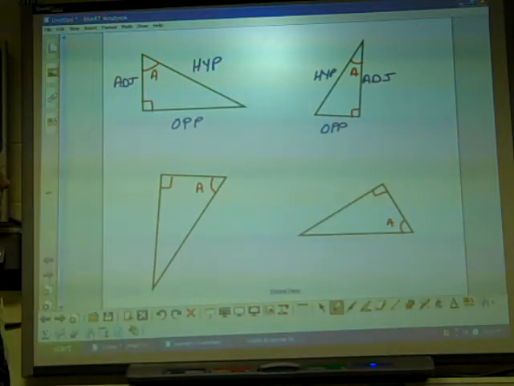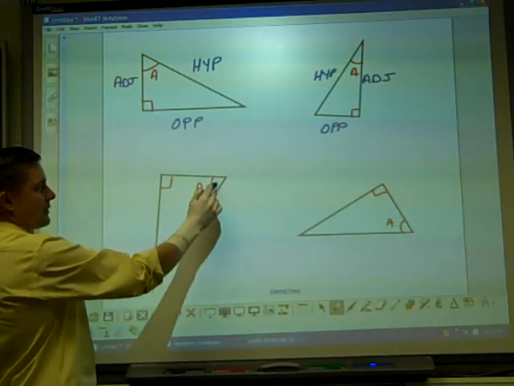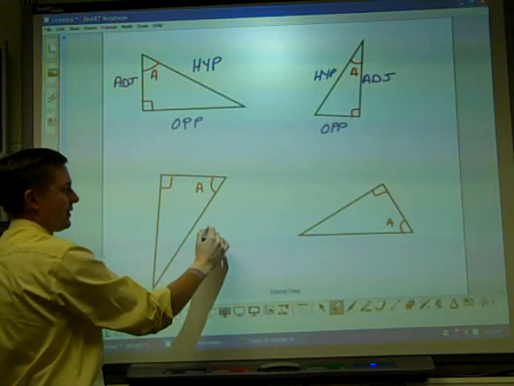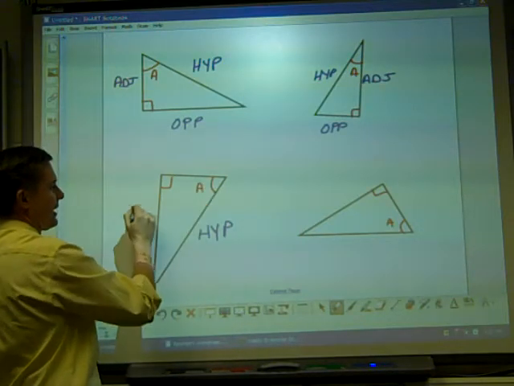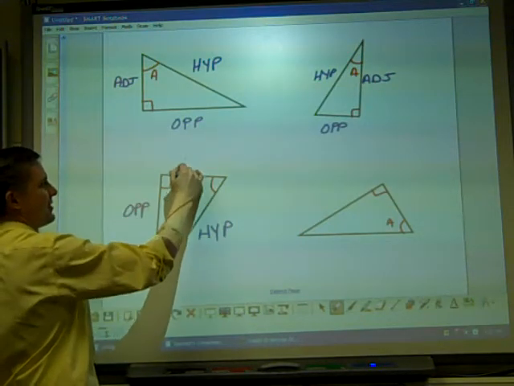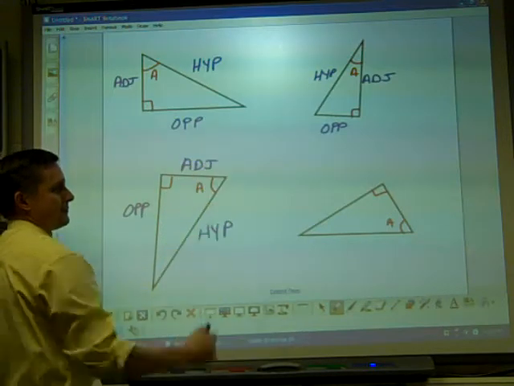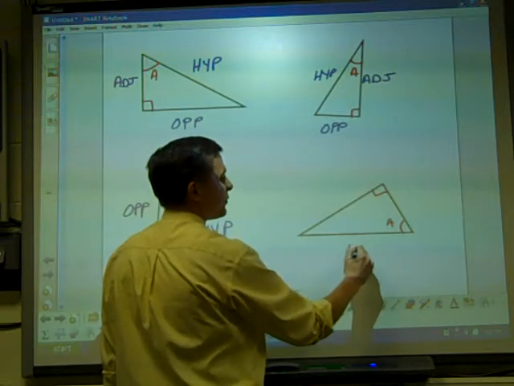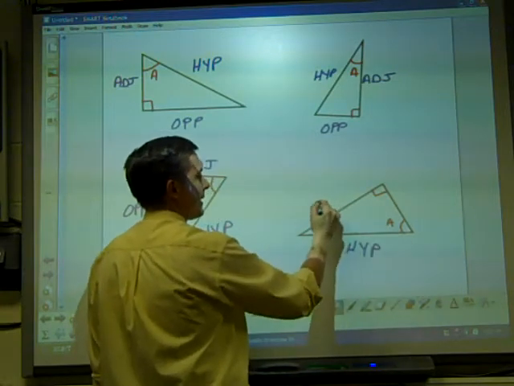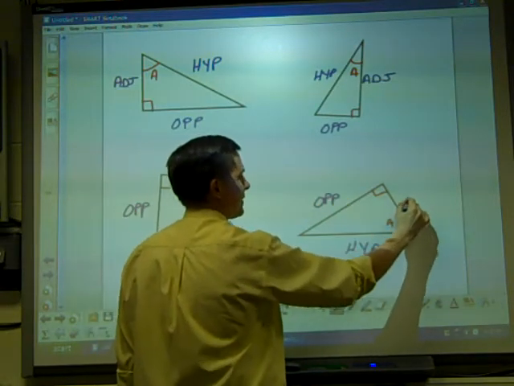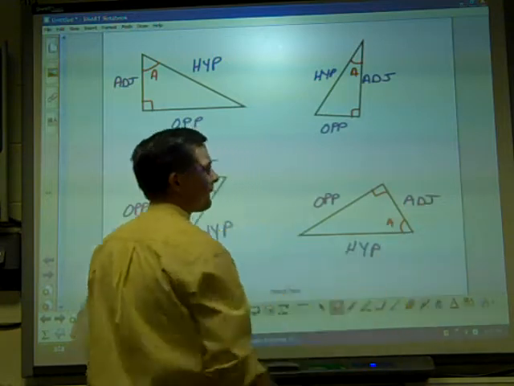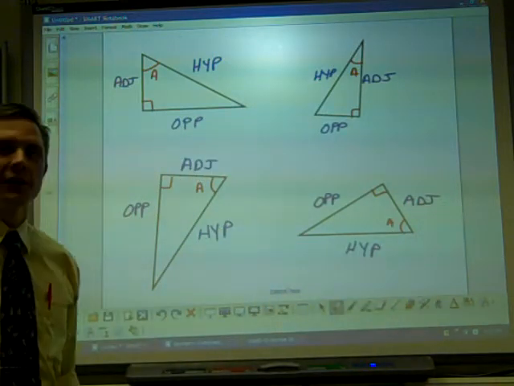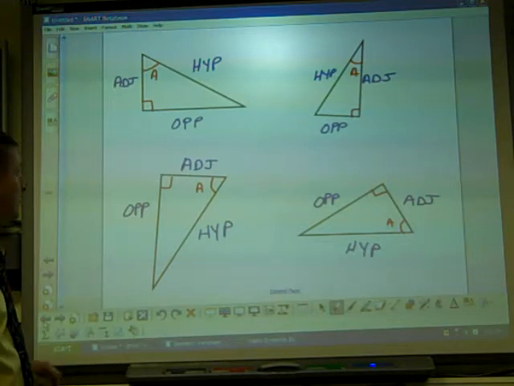And finally, if I look here, the hypotenuse is across, the angle is opposite, and the adjacent. Last one. Hypotenuse is across from the 90, the opposite, the adjacent. This is how we identify the triangles.